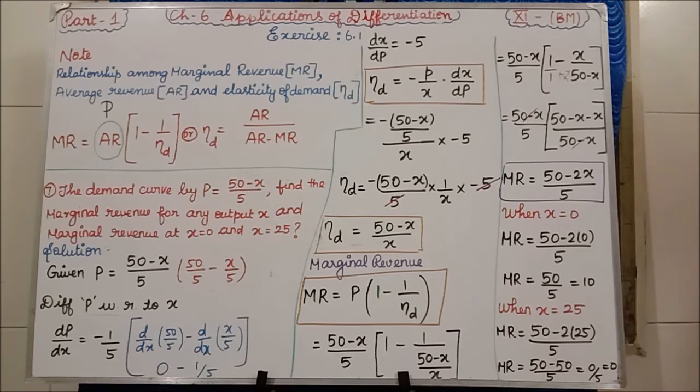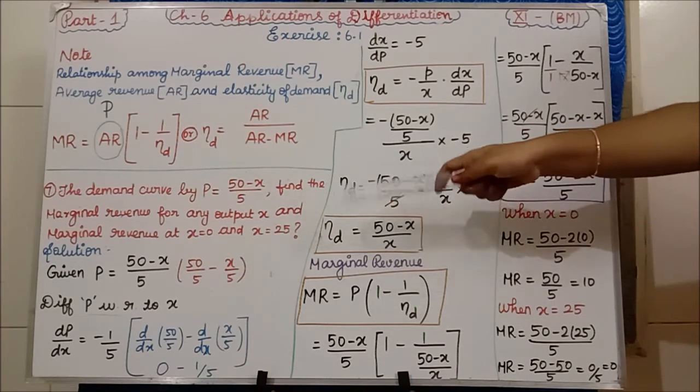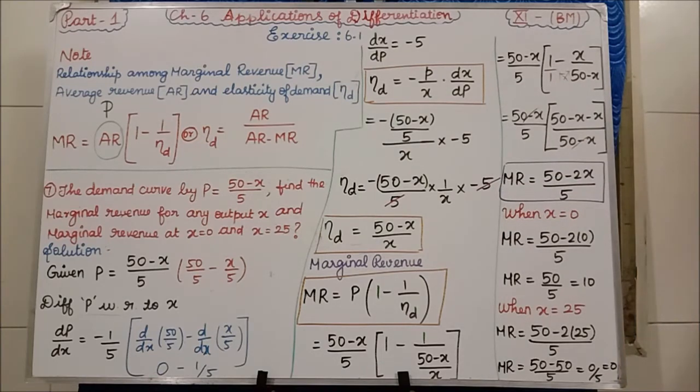Okay. Now from this marginal revenue we have to find the value at x equal to 0 and x equal to 25. So when x equal to 0, if you substitute in the marginal revenue, 50 minus 2 into 0 by 5. 2 into 0 is 0. So 50 by 5 is 10. When x equal to 0, the marginal revenue is 10. Okay, when x equal to 25, you substitute: 50 minus 2 into 25 is 50. 50 minus 50 is 0. So 0 divided by 5 is 0. When x equal to 25, the marginal revenue we get is 0. Clear, all of you, the 7th question?